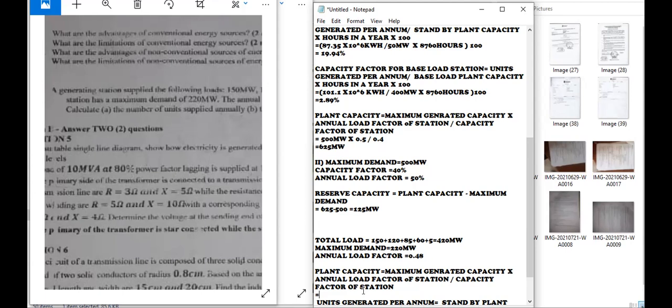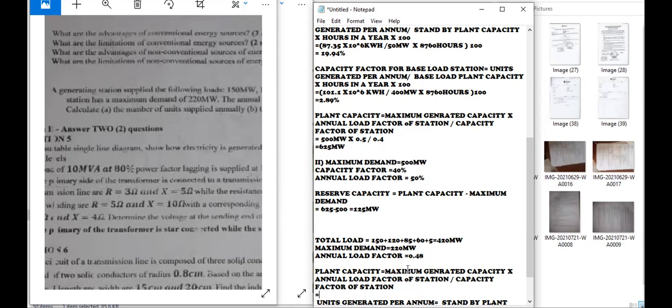I think what I'll do before time is that I will represent each of them with one symbol, then study that symbol in my mind. That should be the best. No? Maximum generated capacity, yeah, right? GC, MGC, maximum, that one. AL, annual load factor.